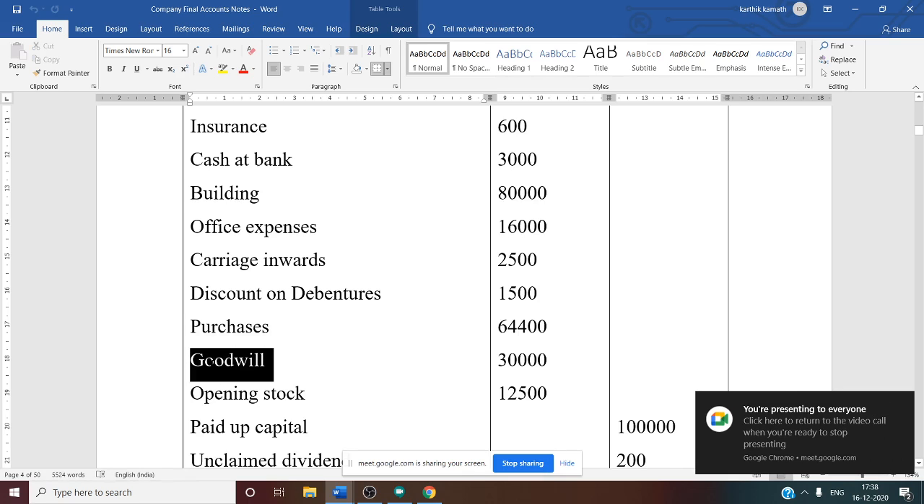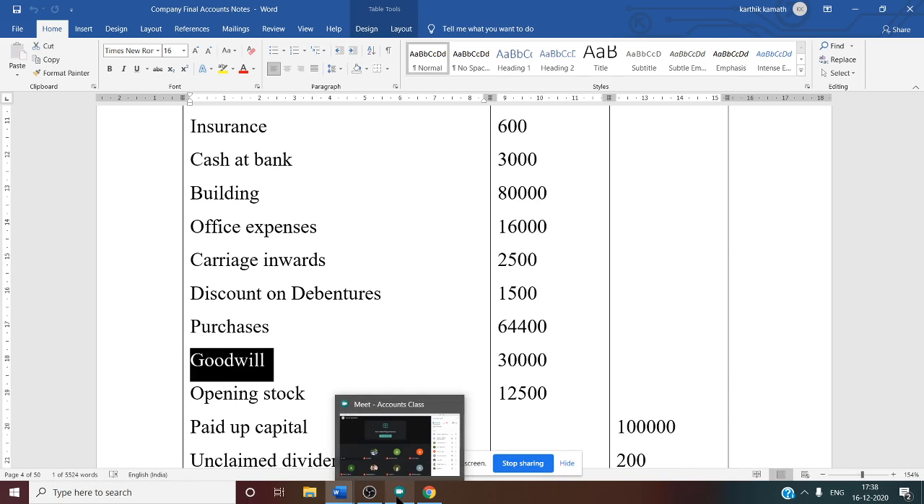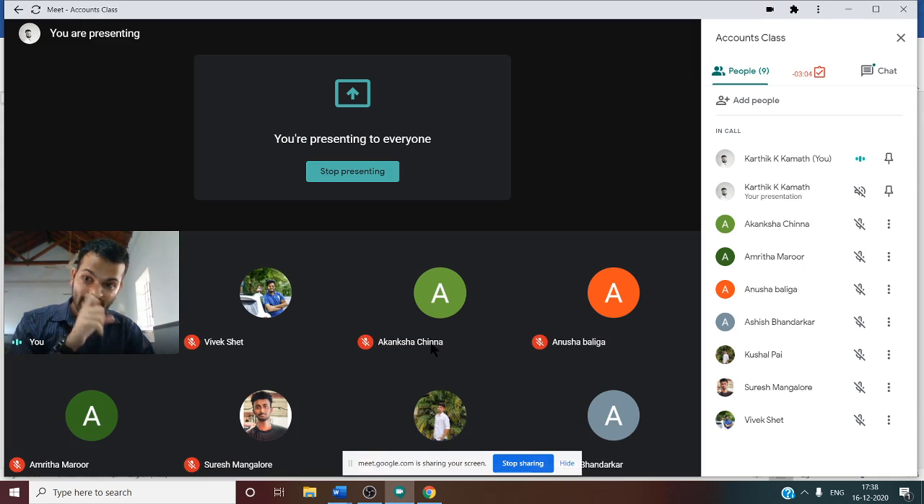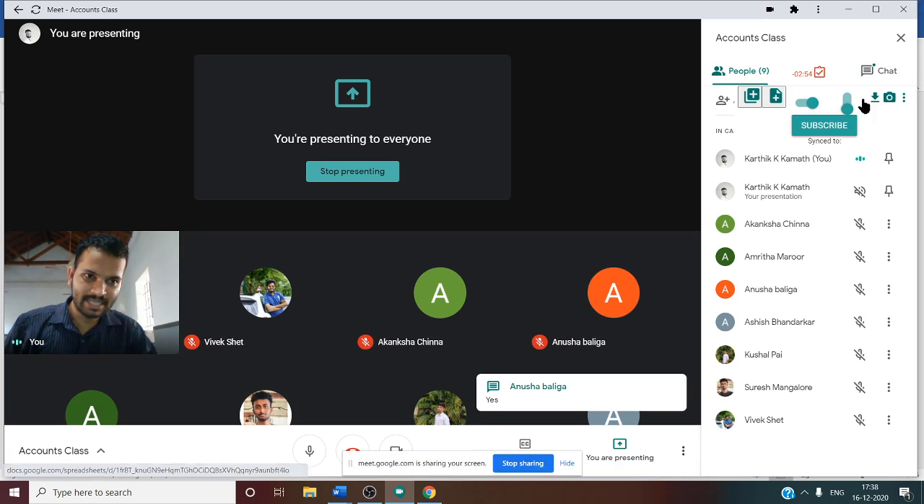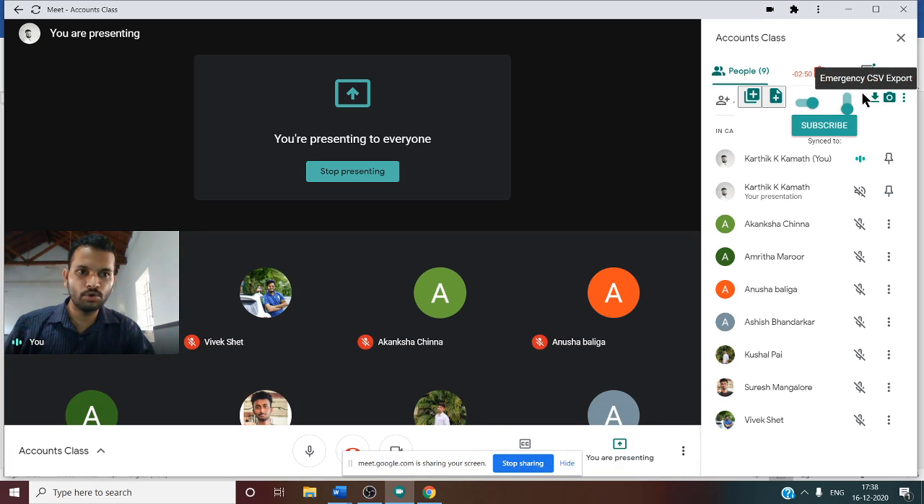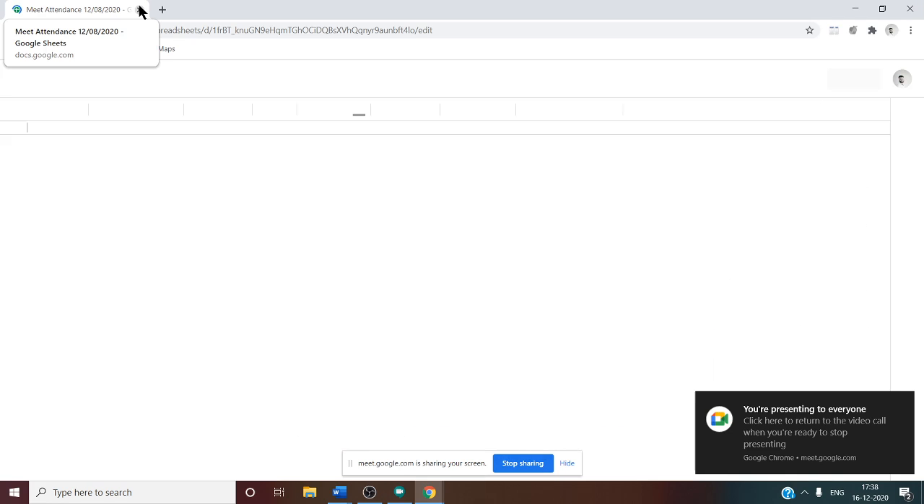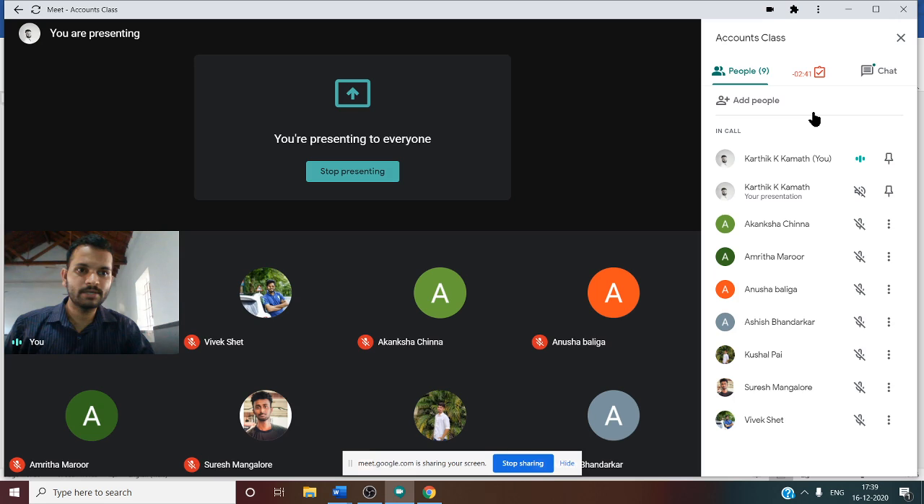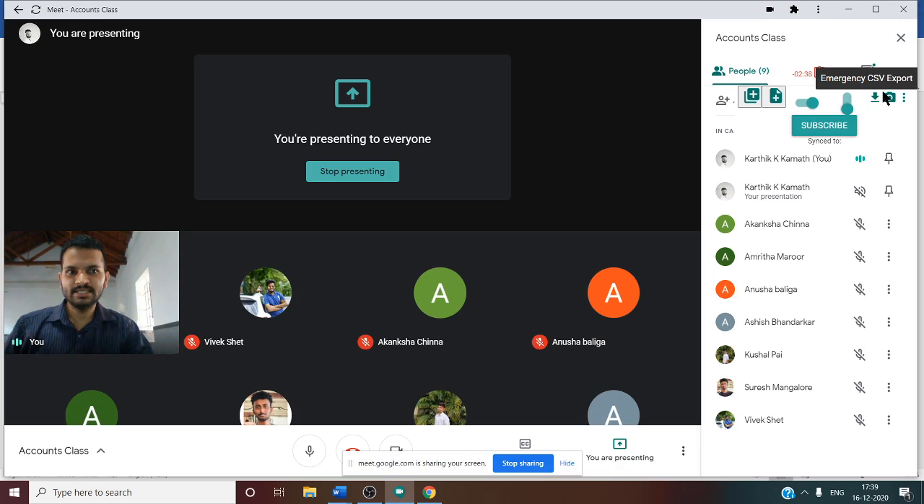Next, goodwill. Where will goodwill come? Goodwill is an intangible asset, but where will you show this information? Can you consider intangible asset as a fixed asset? Yes. So you have to show this goodwill information under fixed asset, that is working note number 21.